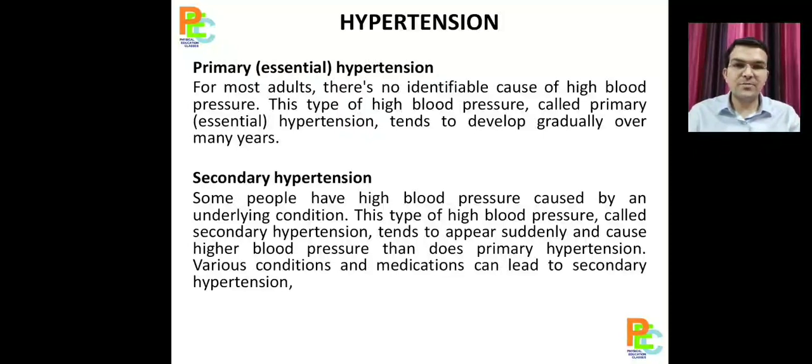Secondary hypertension: some people have high blood pressure caused by any kind of situation which is shooting up the BP all of a sudden. This type of high blood pressure, called secondary high blood pressure, tends to appear suddenly. It causes high blood pressure rapidly. It is not like primary hypertension. It immediately boosts the pressure, which is very dangerous for an individual. Various conditions and medications can lead to secondary hypertension, and individuals suffering from such hypertension must take medicine.